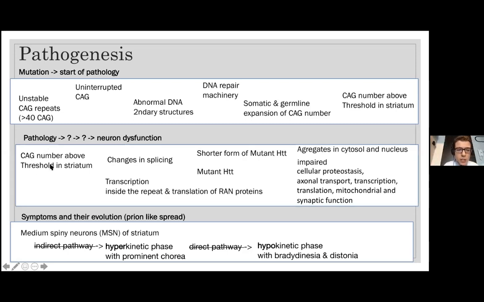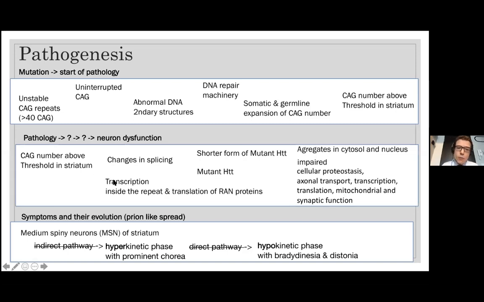So if you have a high CAG number, that will lead to changes in splicing. So instead of having the whole protein, you'll start having more of just the small transcript with exon 1, which seems to be more toxic. Or you can have the regular mutant protein and have it then broken down into the shorter form. What happens then is that the mutant HTT will aggregate both in the cytoplasm and in the nucleus, and it will impair lots of things in the cell. So it will impair the transport between the nucleus and the cytoplasm. It will impair proteostasis, axonal transport, transcription, translation, the mitochondria, synaptic function, a lot of things.